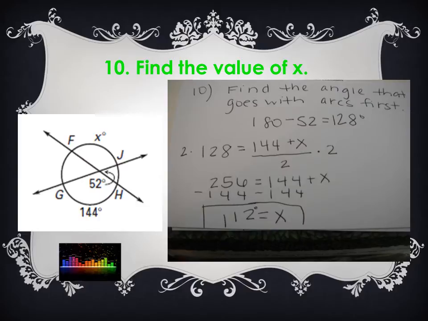So we can go back to the formula that we decided we needed to use, and we're going to substitute in the values where they go. We know the angle, so we get 128 equals (144 plus x) over 2. We multiply both sides by 2 because we're trying to get x by itself. We get 256 equals 144 plus x. We then need to subtract 144 from both sides, and we get x to equal 112.